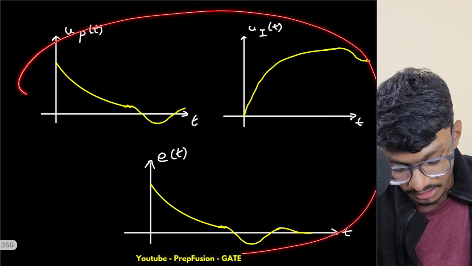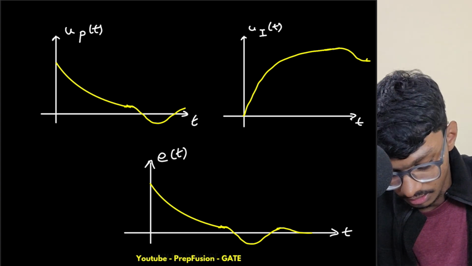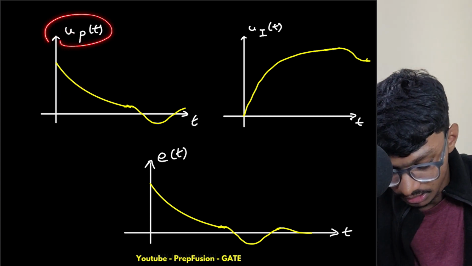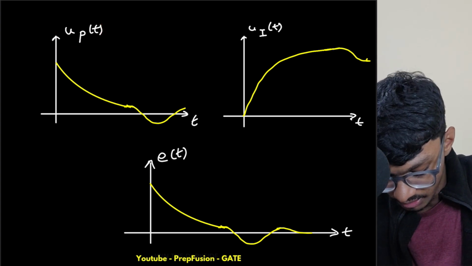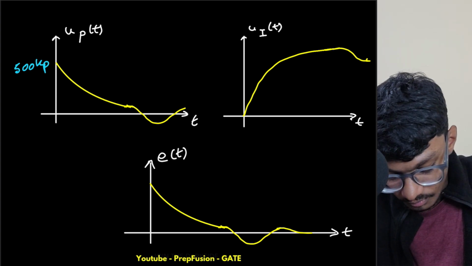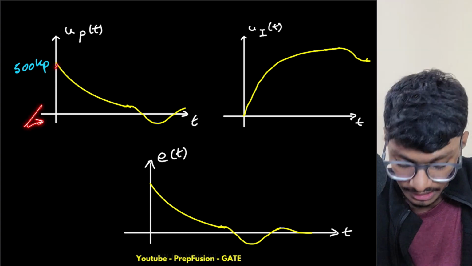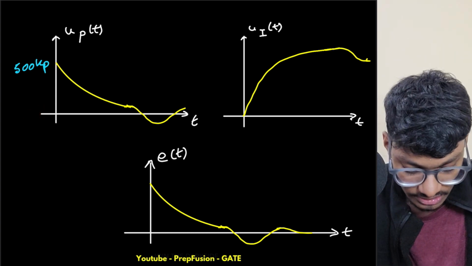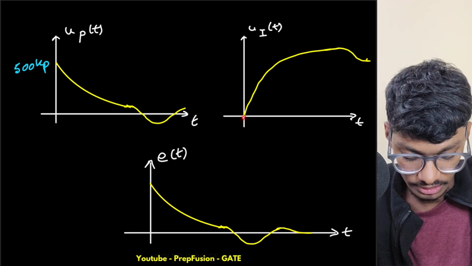So I have just plotted these graphs. From here we'll understand further. Okay, let me understand this one. This one is easy. This one is the P, proportional controller. The proportional controller initially will give me 500 times kp. And initially the integrator will give me 0 because before this there wasn't any area. The error signal was 0 before this, so obviously the area was also 0. So it started from 0.